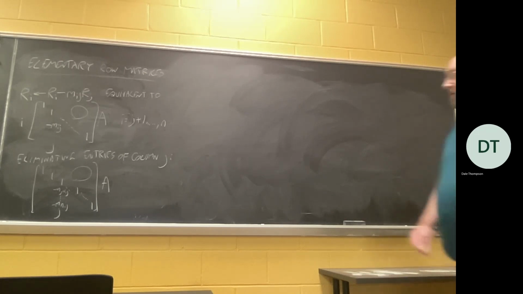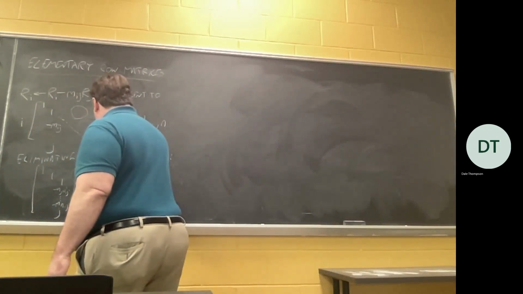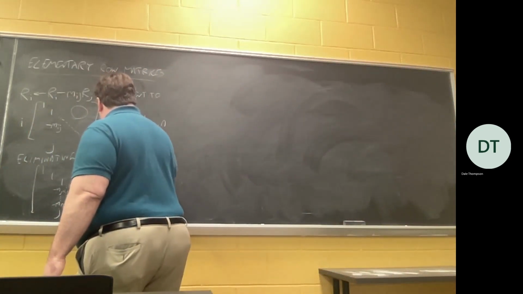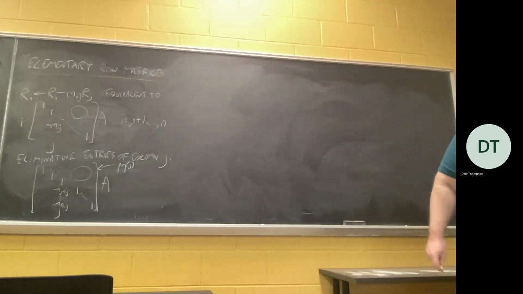All right. I'm going to give this matrix a name. I'm going to call it MJ, with a superscript J in parentheses.